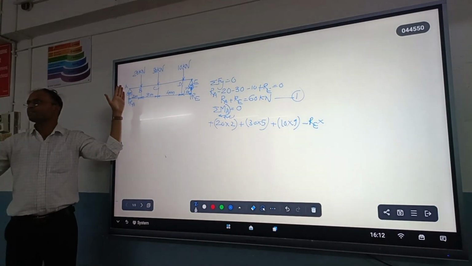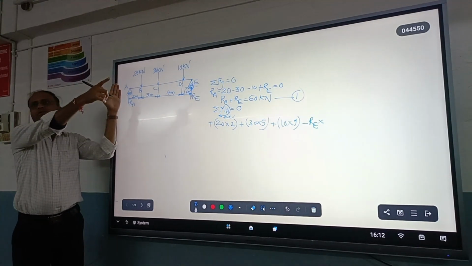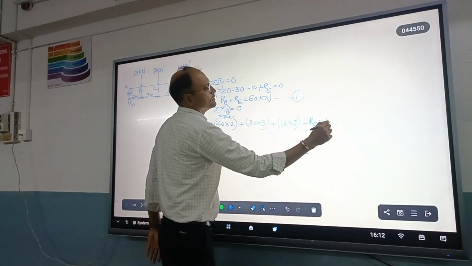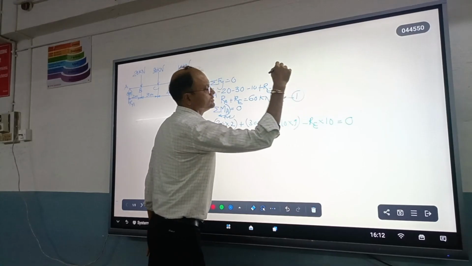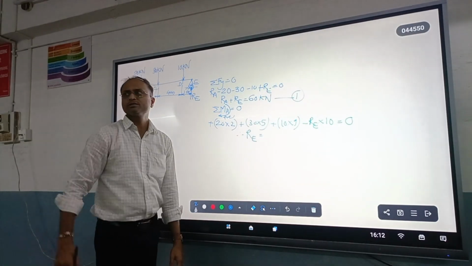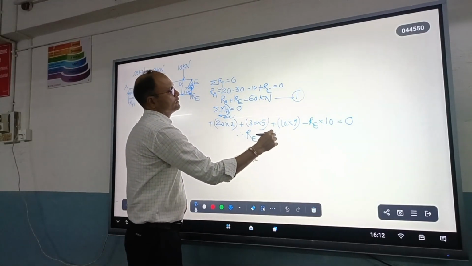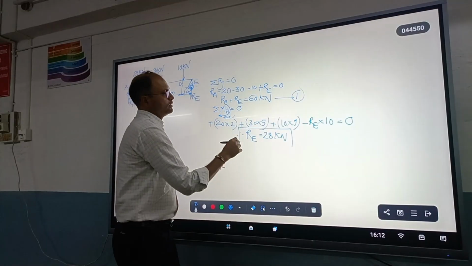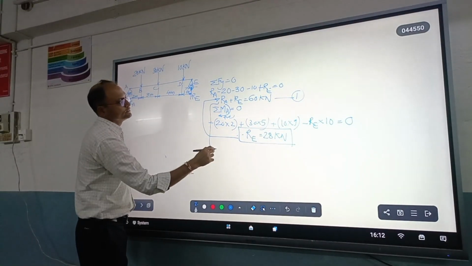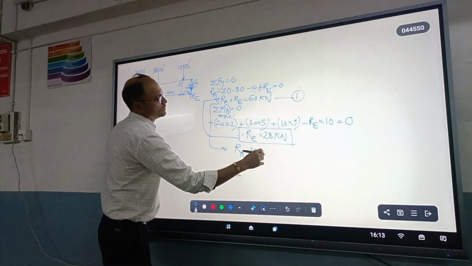Where do we take the distance from? From the point about which we are taking moments to that reaction or force. How much is that? That is equal to 10, and all of that equals 0. This will give you the value of Re. How much? 32 or 28? 28. Yes, that is equal to 28 kilonewton. Putting Re equal to 28 kilonewton in equation number 1, you get Ra equal to 32 kilonewton.